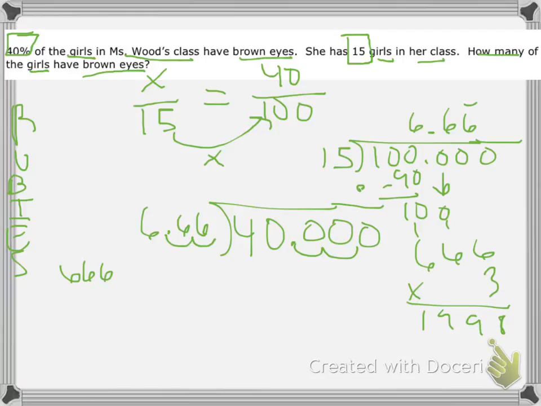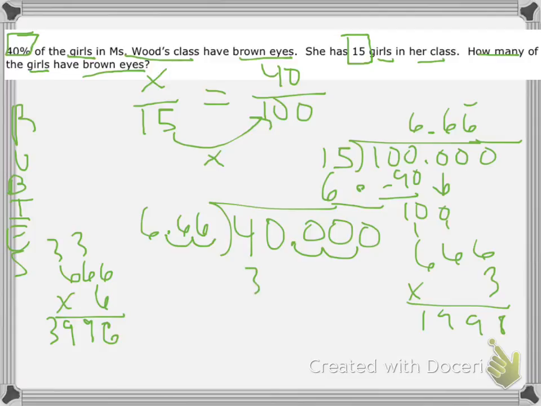6 times 6 is 36. So carry the 3. 6 times 6 is 36 plus 3 is 39. So that gets me really, really close. So I'm going to put 6 here over the last 0 that I used. That got me into 4,000.